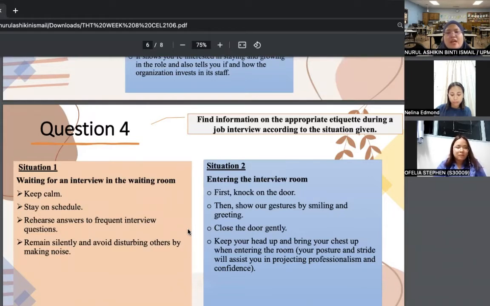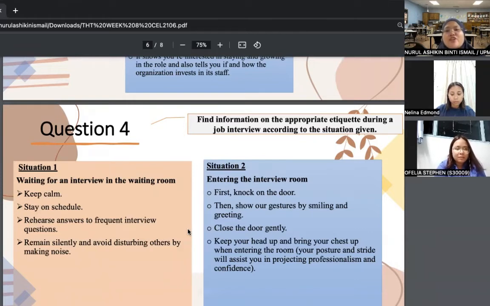Then show our gesture by smiling and greeting. This is our first move, showing our positive gesture by smiling and greeting nicely. If we are Muslim, we can greet them using our religion, saying Assalamualaikum, and hello.